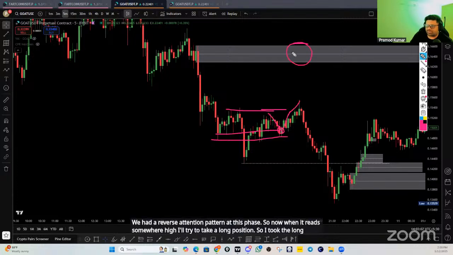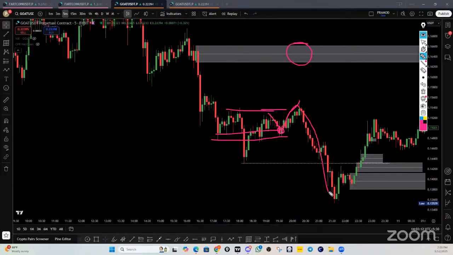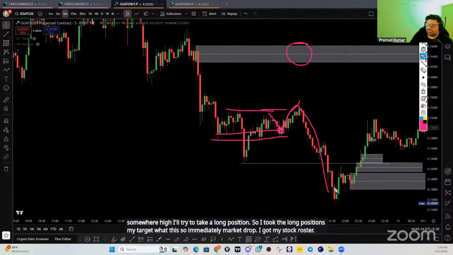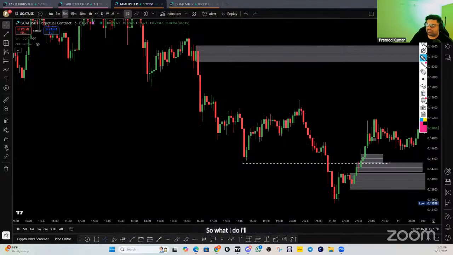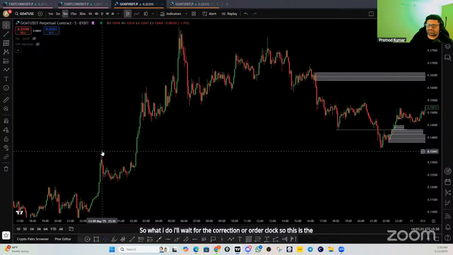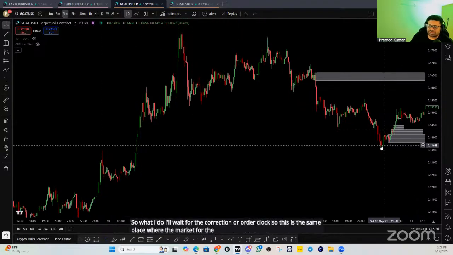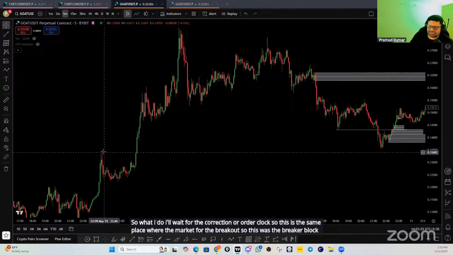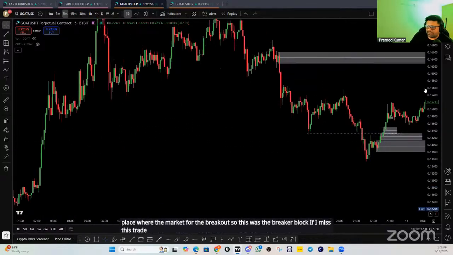My target was this. Immediately the market dropped and I got my stop loss. So what I do is wait for the correction or order block. This is the same place where the market got the breakout, so this was the breaker block. If I miss this trade, next day, how I'll plan, I'll just show you.